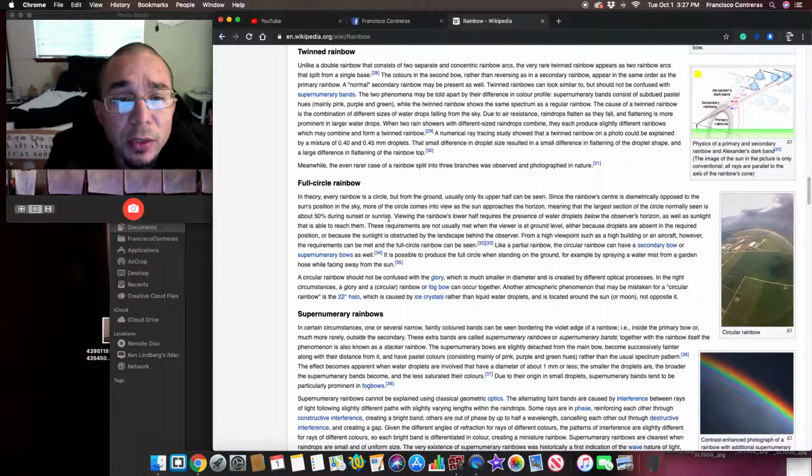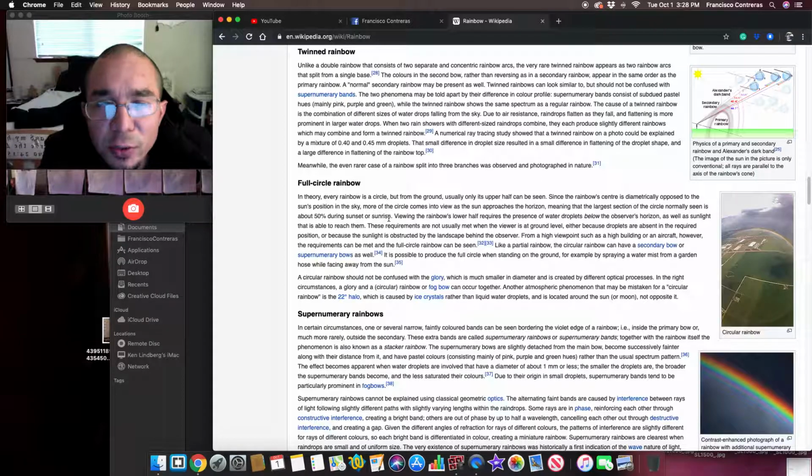Twin rainbows can look similar, but should not be confused with supernumerary bands. The two phenomena may be told apart by their difference in color profile. Supernumerary bands consist of subdued pastel hues, mainly pink, purple, and green, while the twinned rainbow shows the same spectrum as a regular rainbow.